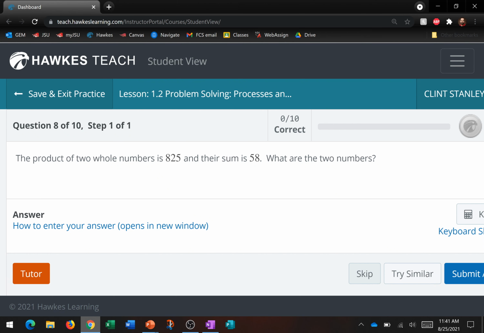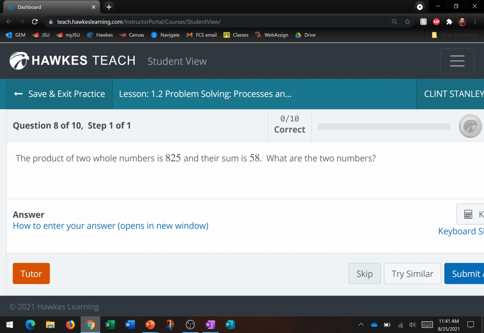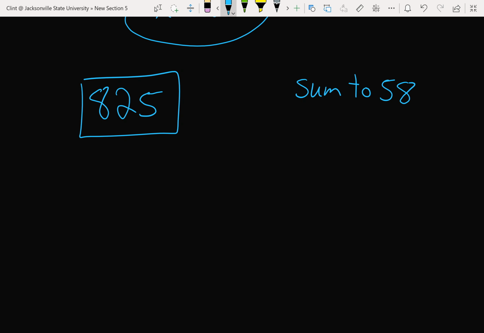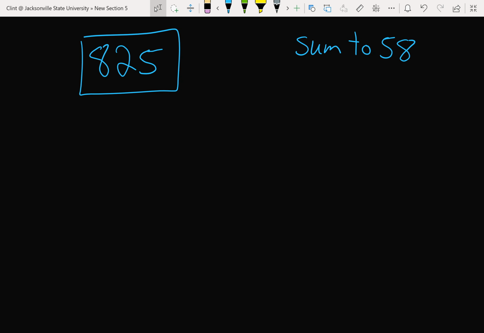Okay. 825 is what we're trying to get. That's our goal. And our numbers need to add up to 58. Okay. So, what do you think? 825 is pretty big. So what I think when I look at that is I'm going to try and split my 58 up pretty evenly. It doesn't have to be right down the middle, but we're just looking for two numbers that add up to 58. That's easier than trying to come up with a formula, I think.